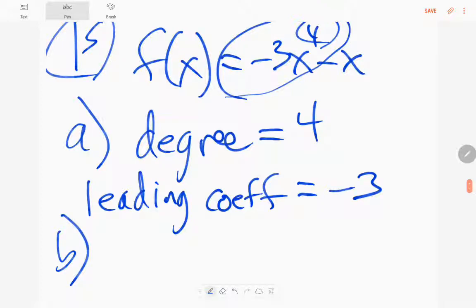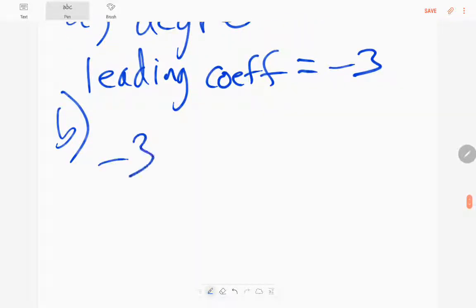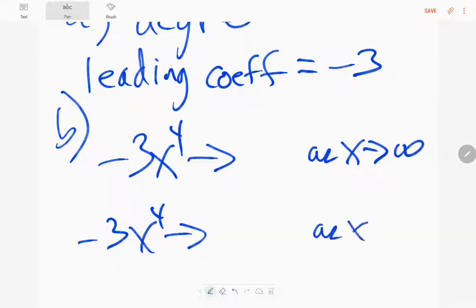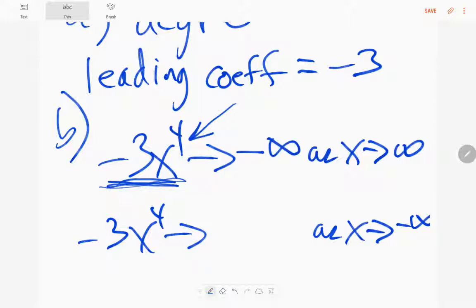It's enough to just look at the leading term, -3x to the 4th. What does that do as x goes to plus or minus infinity? Well, let's consider what happens when x goes to plus infinity. Imagine plugging a huge positive number in for x. When you do that, -3x to the 4th turns into a huge negative number. So the leading term goes to negative infinity.